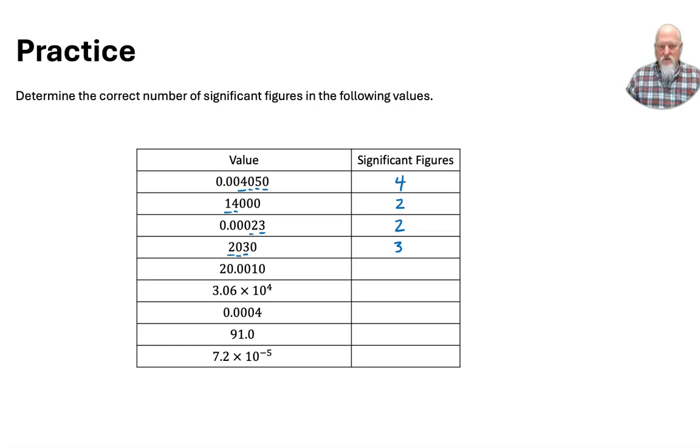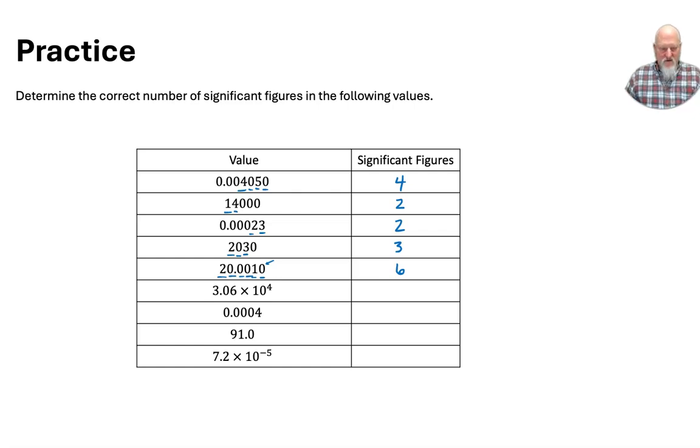20.0010. The 2 and the 1 are significant. The 3 zeros between the 2 and the 1 are significant. Is that 0 at the end significant? It's a trailing 0. It's significant if there's a decimal, and there is. So that's significant. So this has 1, 2, 3, 4, 5, 6 significant figures. That means if I make a measurement, it's that 0 at the end that might change a little bit.